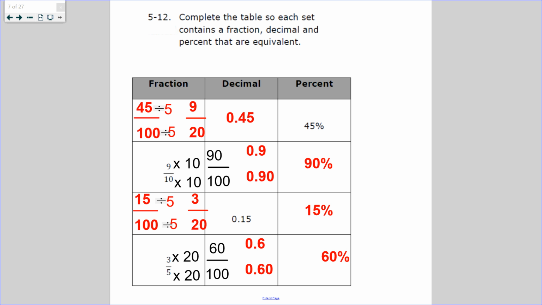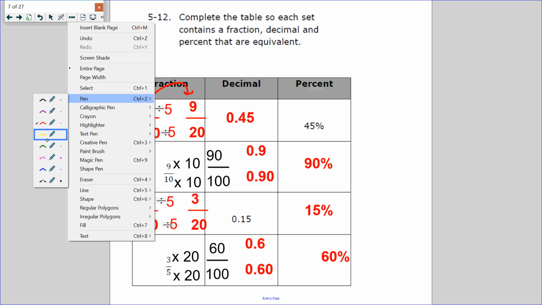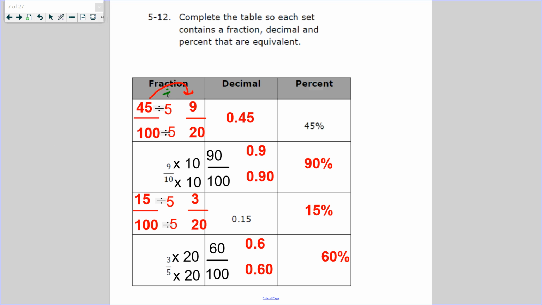Number 5 through 12. Can you complete the table so each set contains a fraction, decimal, and percent that are equivalent? 45%. How would you write that as a decimal? 0 and 45 hundredths. And how would you write 45% as a fraction? 45 out of 100. If I simplify this, let me use a different pen color so we can see the differences as to what I am doing. I divide by 5, I divide by 5. 100 divided by 5 is 20. So 9/20 or 45/100, either one is equivalent to 45%.